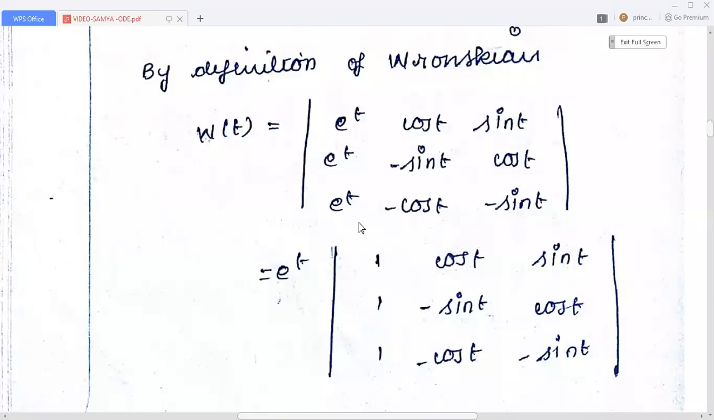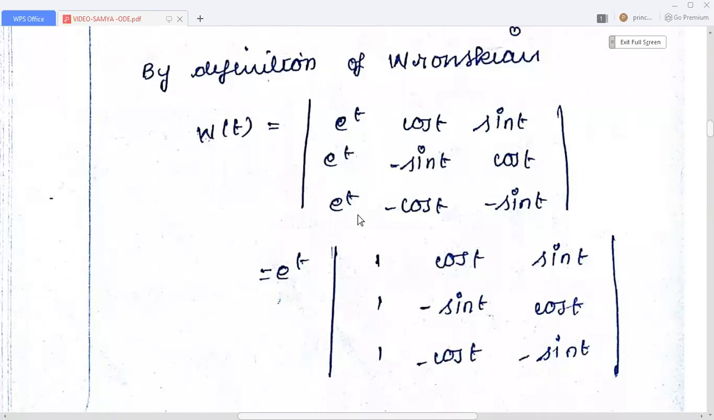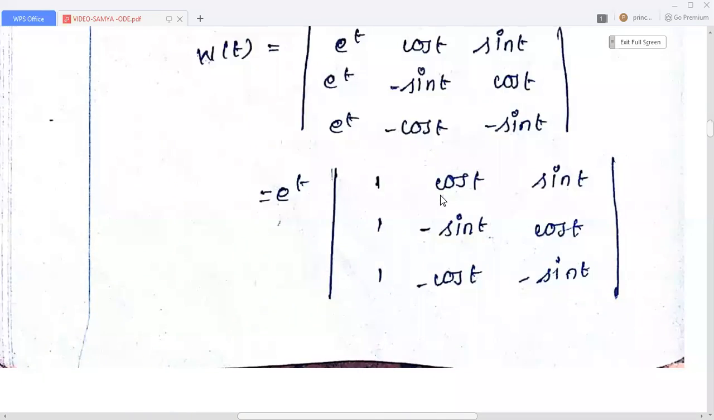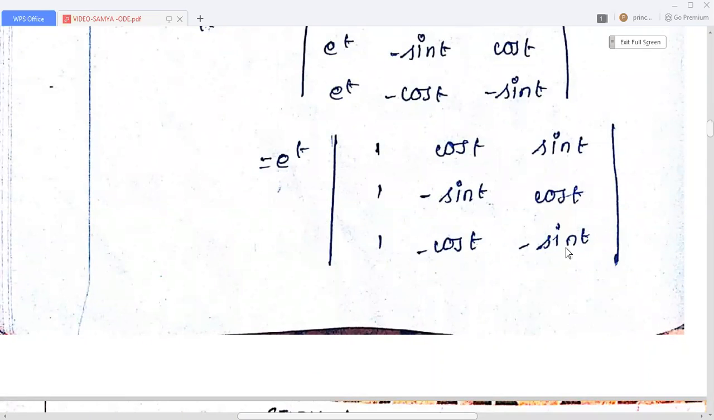In the third row, we calculate the second derivative for φ1, φ2, φ3. If we differentiate e^t, we get e^t. If we differentiate minus sin t, we get minus cos t. If we differentiate cos t, we get minus sin t. So this is W(t). Now we have to expand this determinant. In this determinant, we can take out the common element in the first column, that is e^t. So e^t into the determinant with rows 1, cos t, sin t; 1, minus sin t, cos t; then 1, minus cos t, minus sin t.